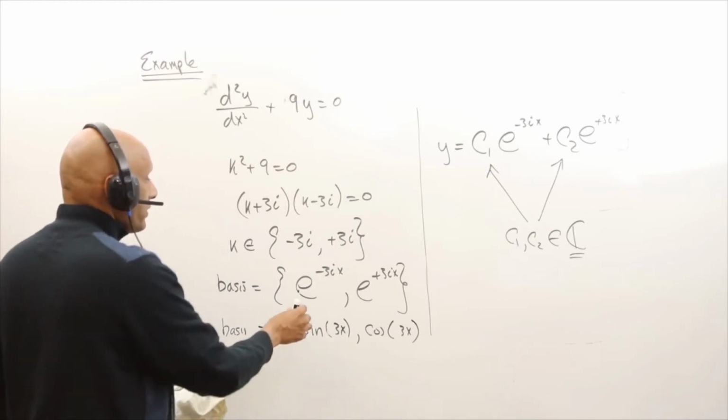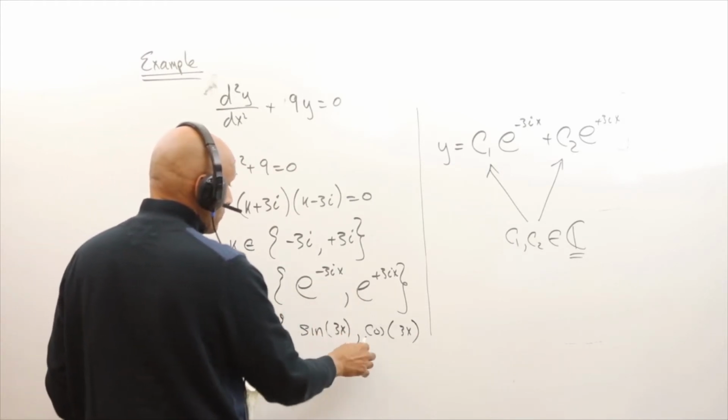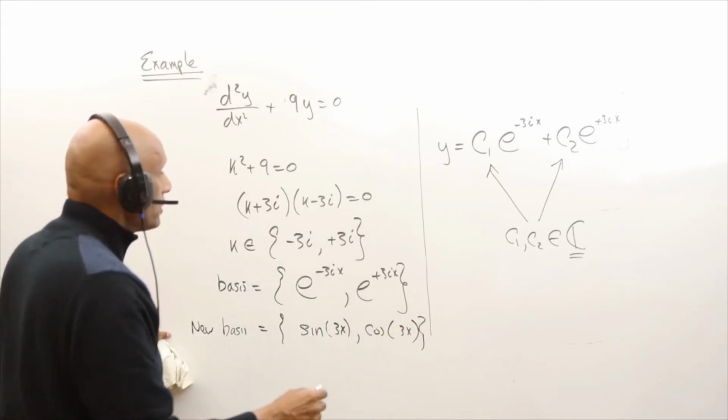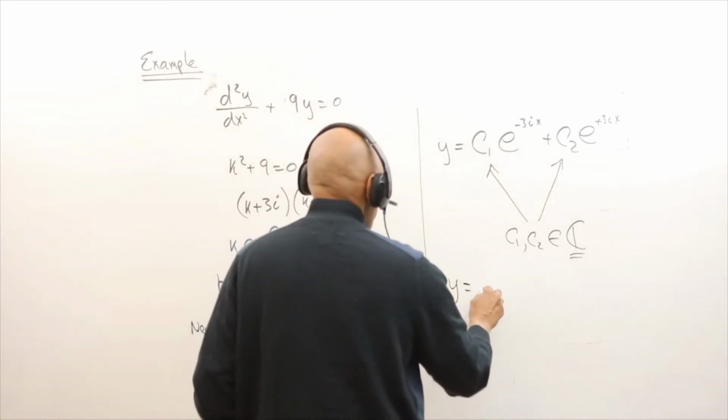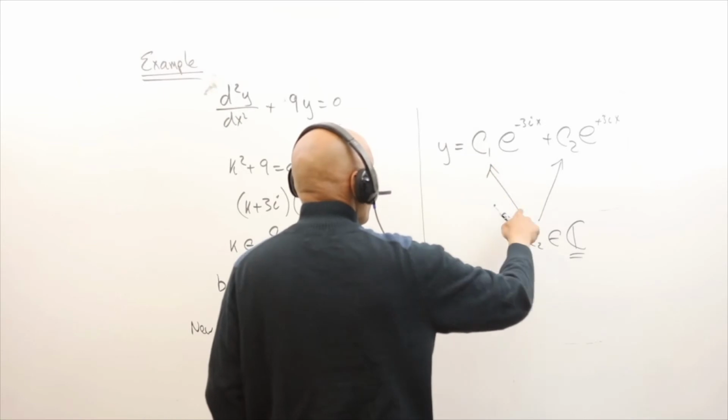So basically, whenever you have conjugate pairs, you just have to put the coefficient, the absolute value of the coefficient, and construct a new basis. So in this new basis, the solutions can be written as some constant. Let's call it C3, so don't confuse C1 and C2. C1 and C2 are complex numbers.